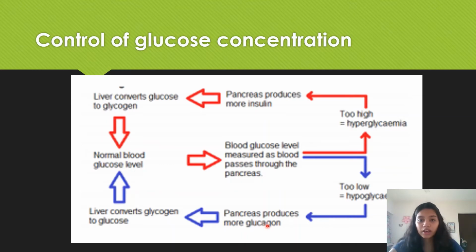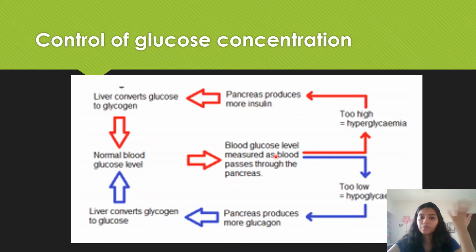Now here you need to be careful. Glucagon and glycogen are different words. Know the spelling correctly. So the pancreas produces more glucagon, which then causes the liver to convert glycogen to glucose to increase the blood glucose level. So there's glycogen in the liver that is stored, and this glycogen is converted to glucose. Okay, and this causes the blood glucose level to increase.